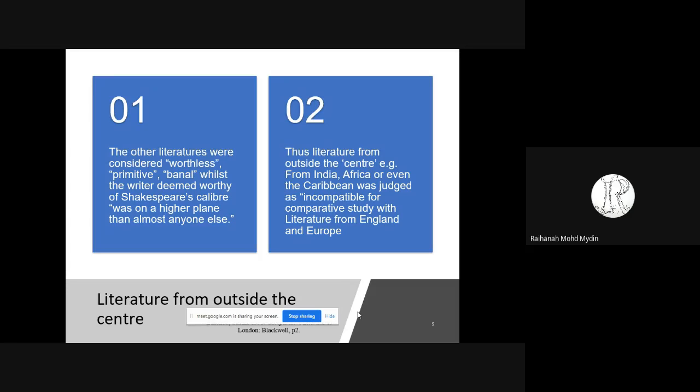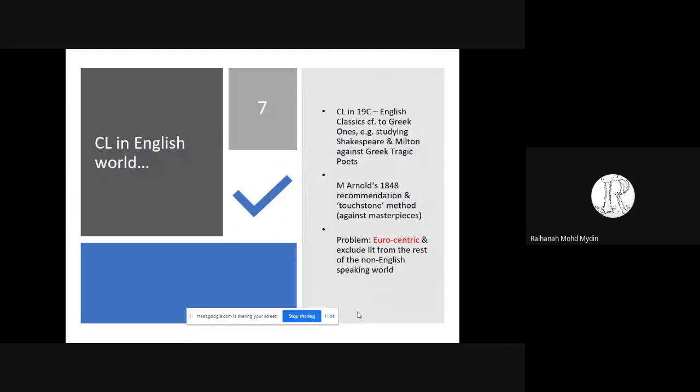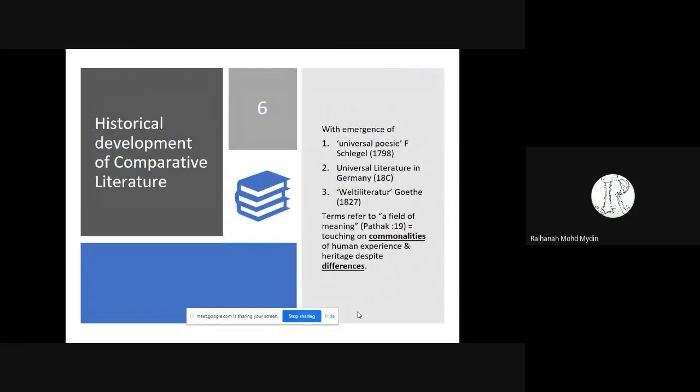And largely because of that as well, these writings from India, Africa, and the Caribbeans were judged as incompatible for comparative study with literature from England and Europe, right? So back to the statement made earlier, in the 18th century, when they were talking about universal literature and world literature, the issue is not so much the term being used, but the operative definition of these terms. Like, what do they mean by world and universal?